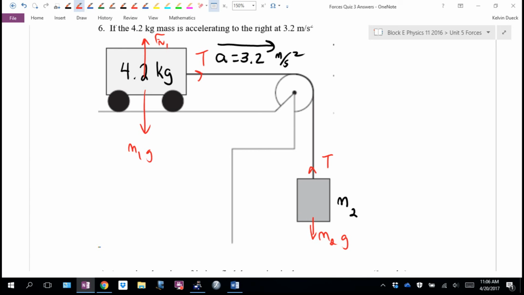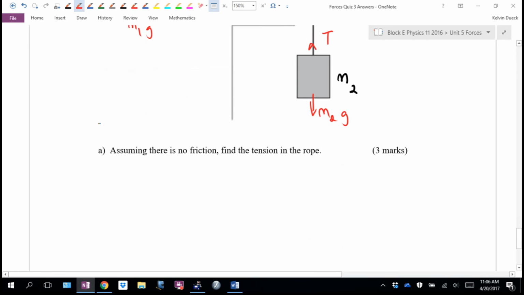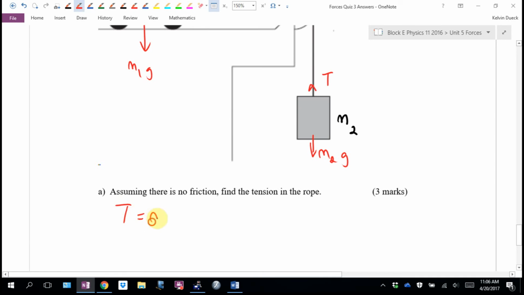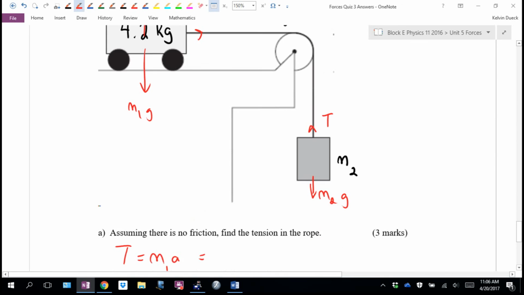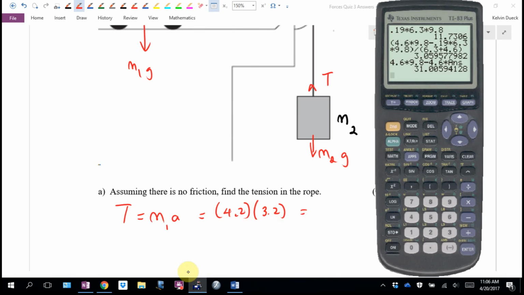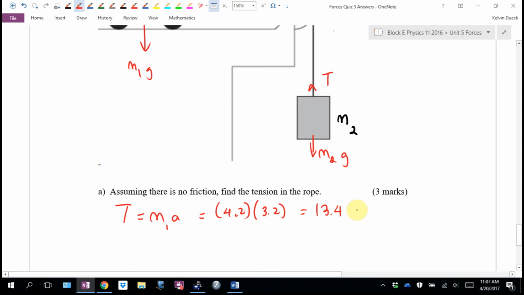Brian, what am I trying to find in part A? I'm going to use the mass that I know. I'm going to write an equation for mass 1. Okay. Looking at mass 1, Brian, who's winning? Who's losing? Nothing. You get tension equals M1A, which is going to be 4.2 times 3.2. 13.44. I'll write 13.4 newtons. I'll go to 3 sig figs, but I'll keep that number on my calculator.